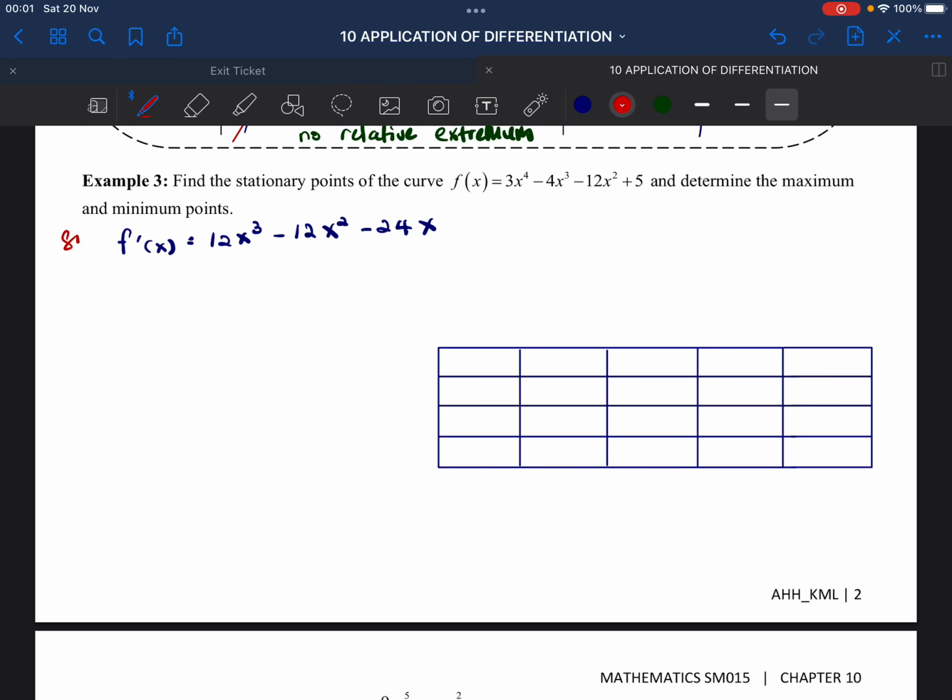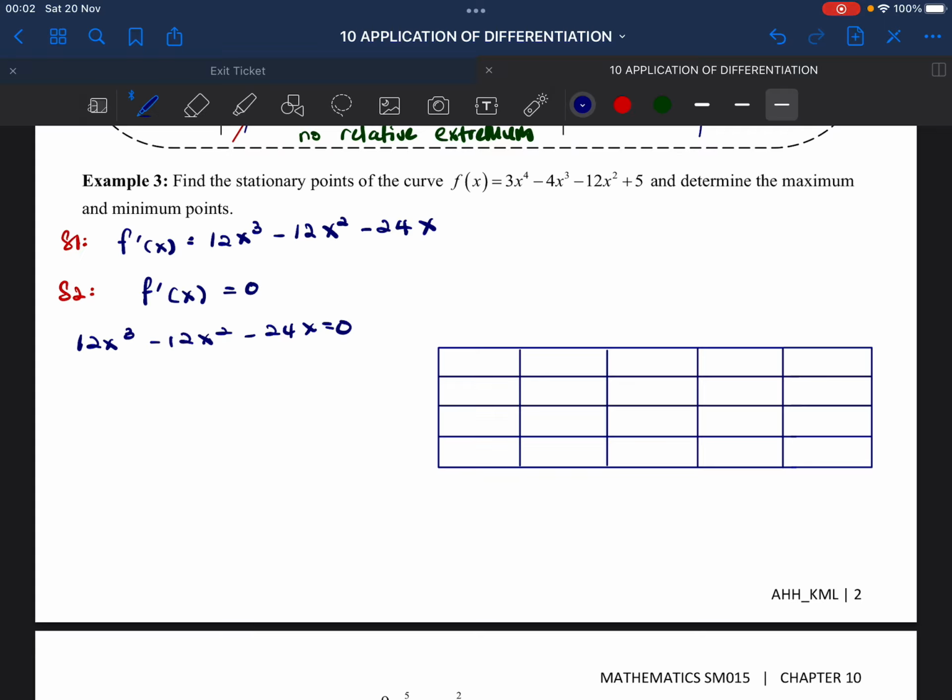Okay, the second step is to find our stationary point. So we know that to find the stationary point, f prime x equals 0. Therefore we should have 12x cubed minus 12x squared minus 24x equals 0. Remember, every time you have an equation like this, simplify first.